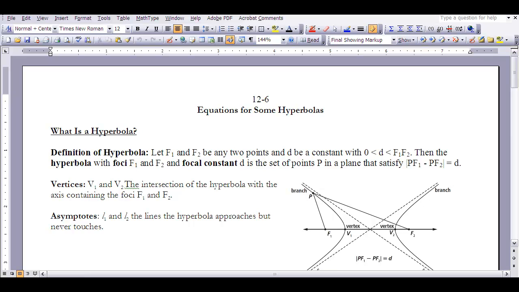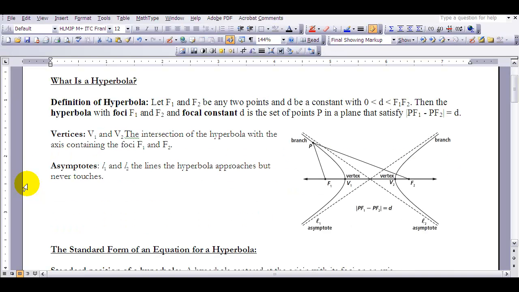looking at inverse variation. Just like we did with the other figures, we want to define it geometrically, and then we're going to define it algebraically as well. So let's first look at it geometrically. The definition of a hyperbola is very similar to the definition of an ellipse, with the major difference being our focal constant. Instead of it being the sum of the distances between the focus points and the point, it's the difference of those distances.